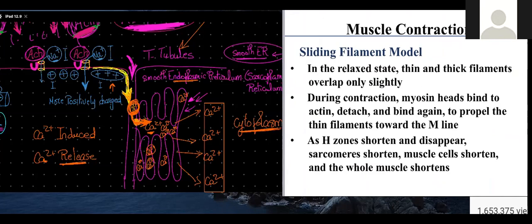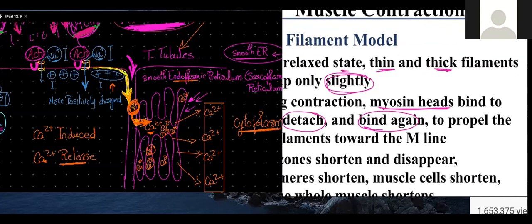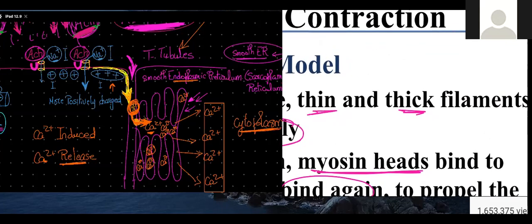Muscle contraction is going to be due to sliding of the myofilaments. In a relaxed muscle state, thin filaments and thick filaments will overlap only slightly. During the muscle contraction, the myosin heads will bind to the actin and then will detach from the actin, bind to the next actin, and this allows you to propel the thin filaments along the length of the thick filament.